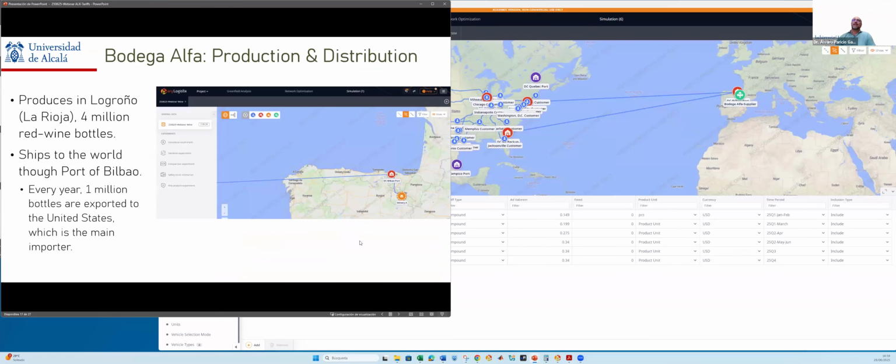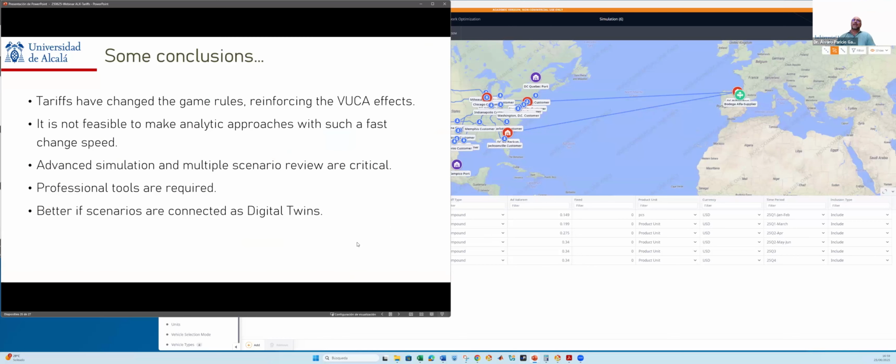But I think you were aware of what we had for today. So to conclude my presentation, I just wanted to share this statement. Tariffs have changed the game rules, reinforcing the bullwhip effect. It's really hard, even not feasible, to use analytic approaches to cope with this fast speed of change. And advanced simulation and multiple scenario configuration and review is a critical thing right now.